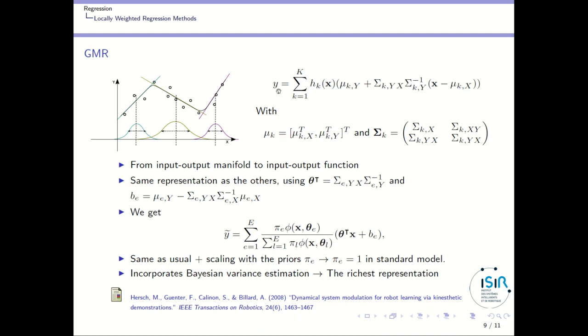So in Gaussian mixture regression, instead of modeling a function relating the input x to the output y, you model the manifold that relates x to y directly. So it's not a function, it's richer than that. And you have a model which is richer, so it allows you to approximate better models, but you have more parameters, so it's more difficult to tune. Okay, but that's the richest representation among the family of locally weighted regression methods.